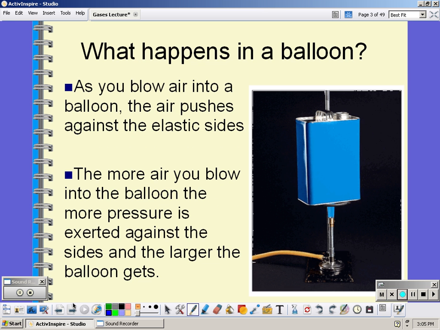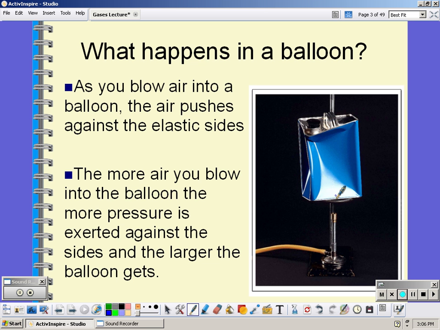So what happens in a balloon, or what happens in our gas can here? As you blow air into the balloon, the air pushes against the elastic sides and blows it up. So in our gas can, there's air pushing on the inside of the can, keeping the structure of the can. The more you blow in, the more pressure is exerted against the sides, and the larger the balloon gets. If we were to remove the air, then the balloon would shrink. So if we remove the air inside our gas can, it shrinks because the atmospheric pressure on the outside is now pushing in, and there's nothing holding it up, nothing pushing back against it.